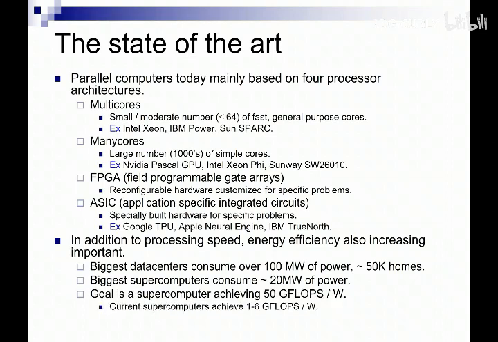One goal that we have would be, for example, for each watt of power that we put in, to have 50 gigaflops of computational performance. That's a goal for the future, but we're nowhere near that right now. Currently, the best supercomputers can achieve something like 1 to 5 gigaflops of performance for each watt of power.